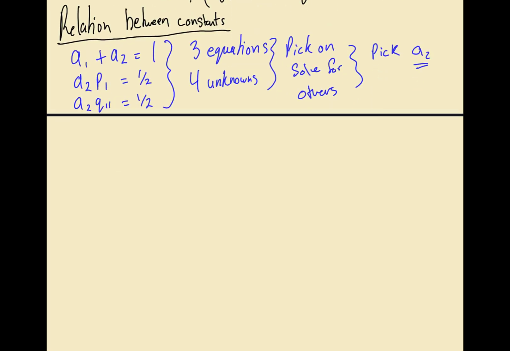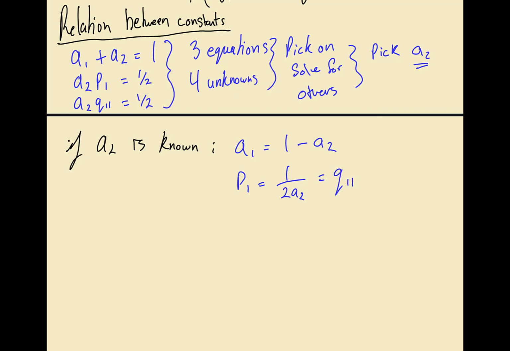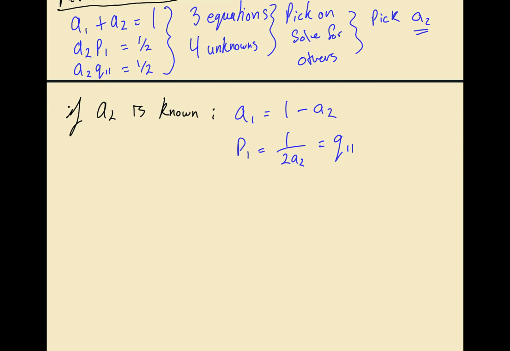If a2 is known, then I can simply write a1 equals 1 minus a2, p1 equals 1 over 2 a2, which is also equal to q11. All of these are just rearranging what we see here. So for the modified Euler's method, we kind of already talked about that. What would a2 be in this case? We just said it. Half, right? So if a2 is equal to half, then we get Heun's method, which is modified Euler's method.